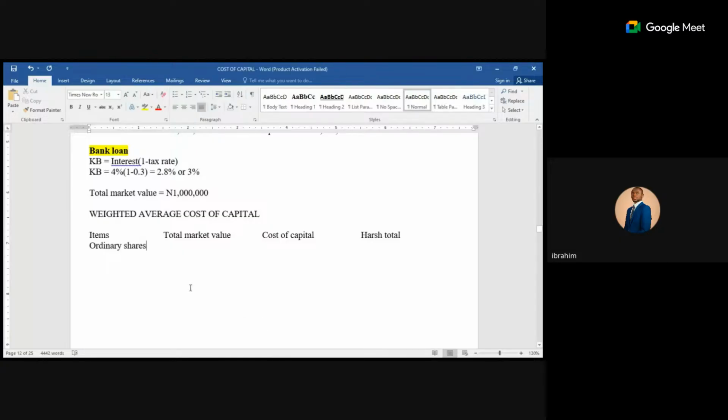Okay, so ordinary shares, which we use the dividend valuation method to determine the cost of the equity, right? So I will need the figure here. What is the total market value of the ordinary shares?